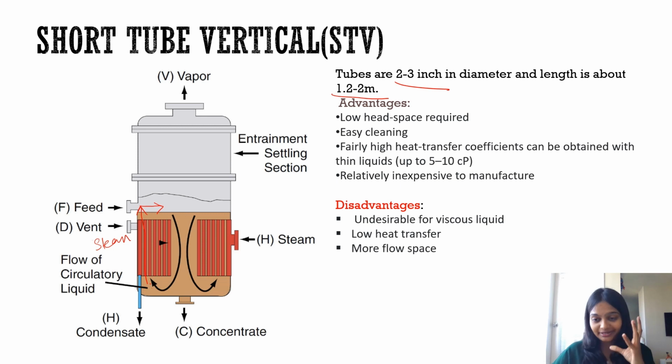Now, the advantages of this evaporator are that it has low head space and is easy to clean. It has a fairly high heat transfer coefficient, and it is relatively inexpensive. So this is one of the cheapest solutions. When we talk about disadvantages, it cannot be used for viscous substances because the liquid flows in the tube. It has a low heat transfer area, and it requires more floor space. Now floor space is this particular area.